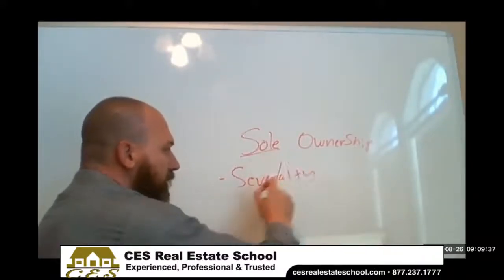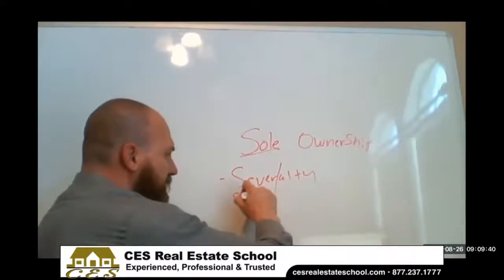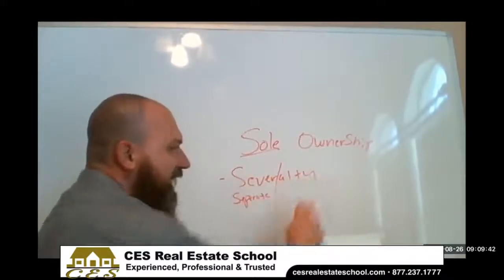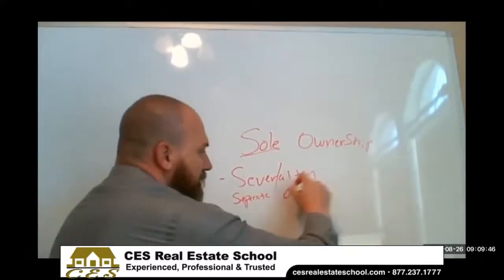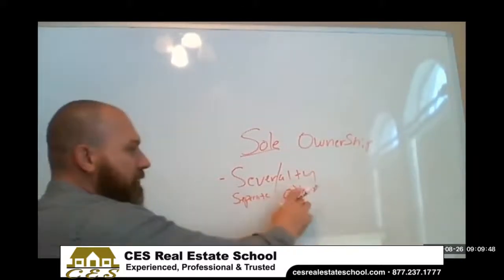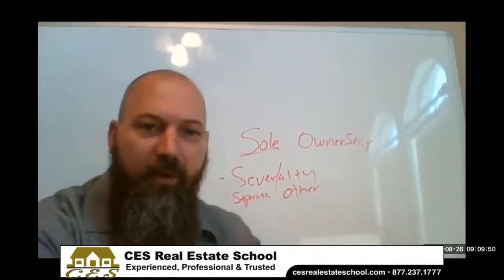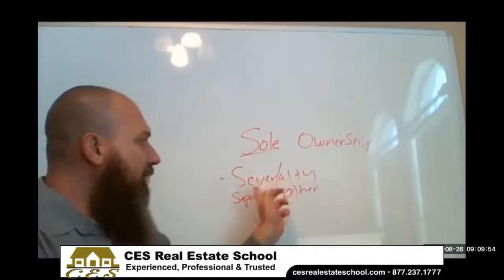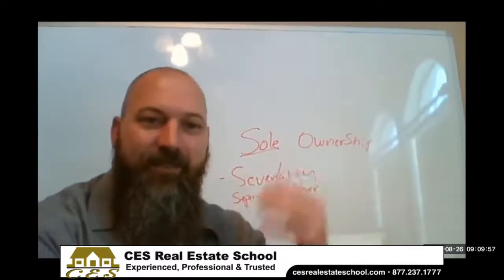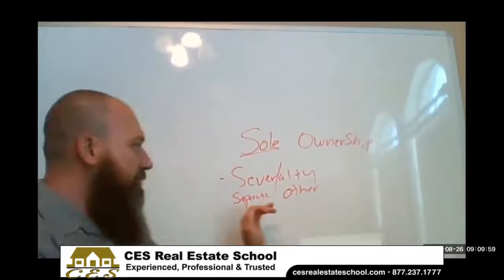So the actual word means, sever means to separate, okay? And ality, that's an actual Latin word that means others. All right, so basically what that word means is separate from others. So if you ever own a property by yourself, yeah, it's called sole ownership. However, they're always going to use the word severalty, which basically means separate from others.